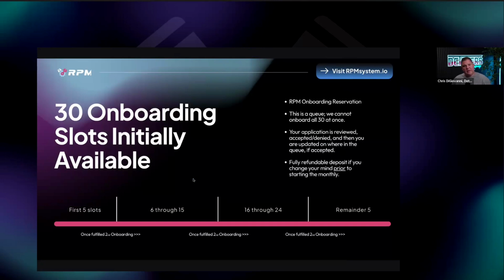The big thing here is that the initial investment is fully refundable. By the time your name comes up in the queue, if you're like, hey, I changed my mind, or something came up, can't do it, no problem, fully refundable. All it was a queue hold. So we're not holding your cash or anything like that.